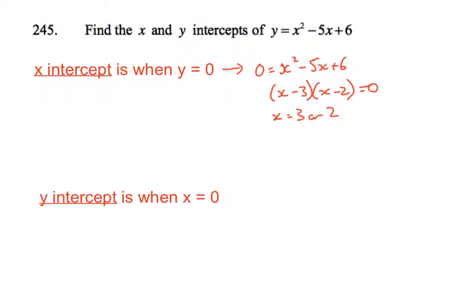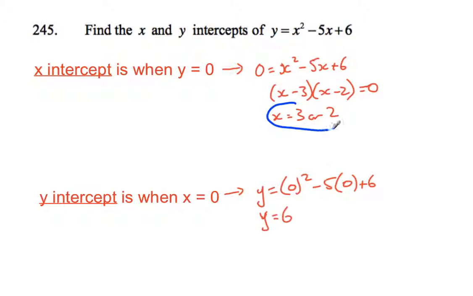Y-intercept is when x equals 0. We just sub in, instead of x here and x here, we put 0 in those spots, and we are left with y equals 6. So our x-intercepts are 3 and 2, and our y-intercept is 6 there.